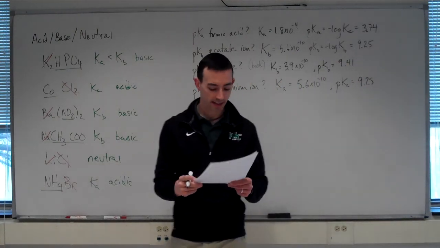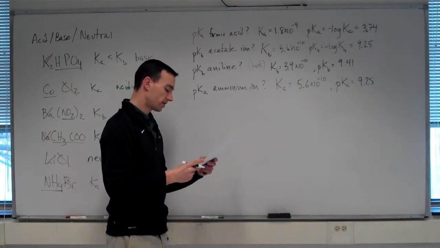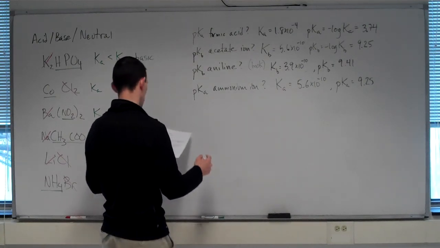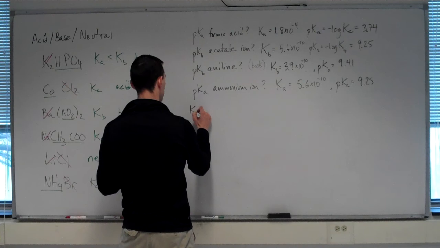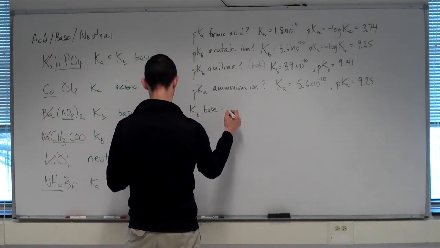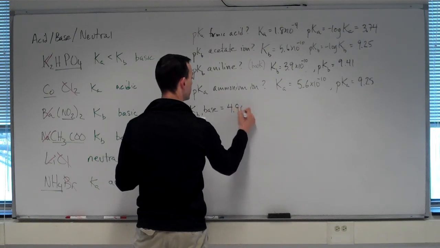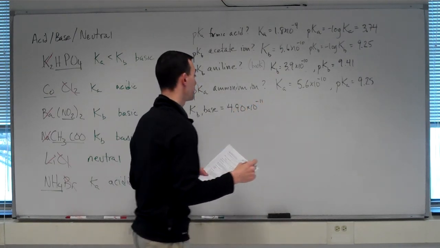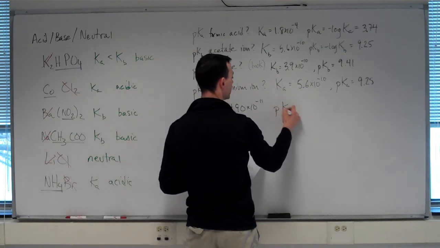All right, our next two questions ask us to make use of conjugate acid-base pairings. The Kb of an unknown base is 4.9 times 10 to the negative 11. Find the pKa of the conjugate acid.